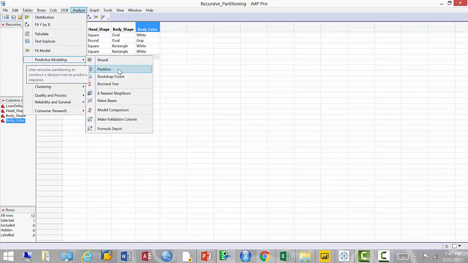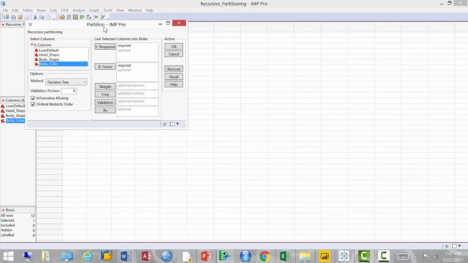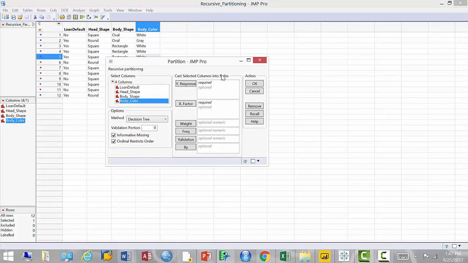Do you see Partition? Yep, go ahead and do the partition. And it's very easy to set up. First of all, what's my response? Response is the same thing as response variable or target variable or dependent variable. They're just different names for the same thing. So what's my response that I'm trying to predict? Loan default. So I'm going to place loan default in there.